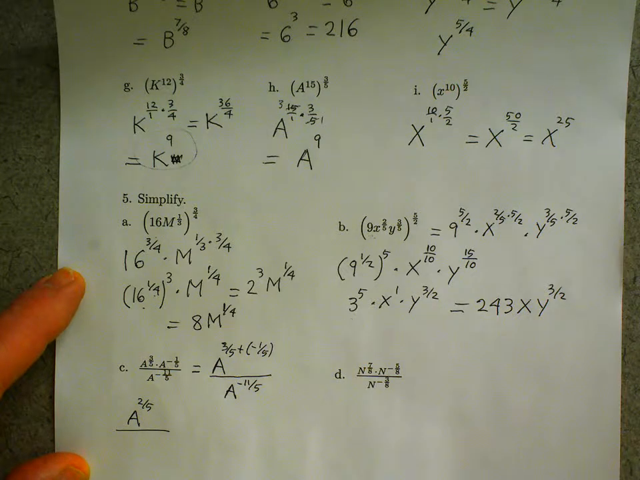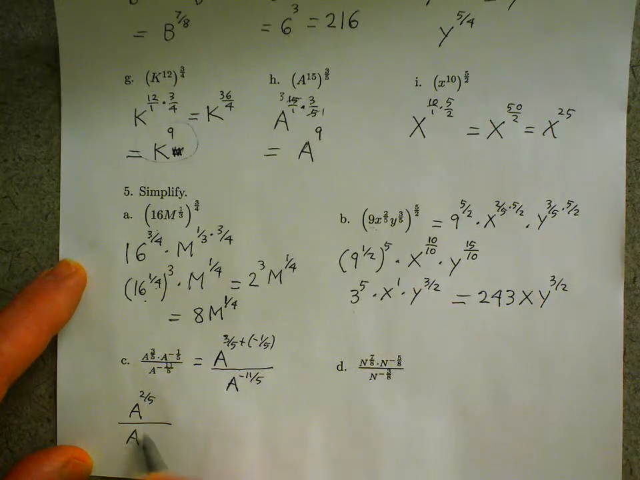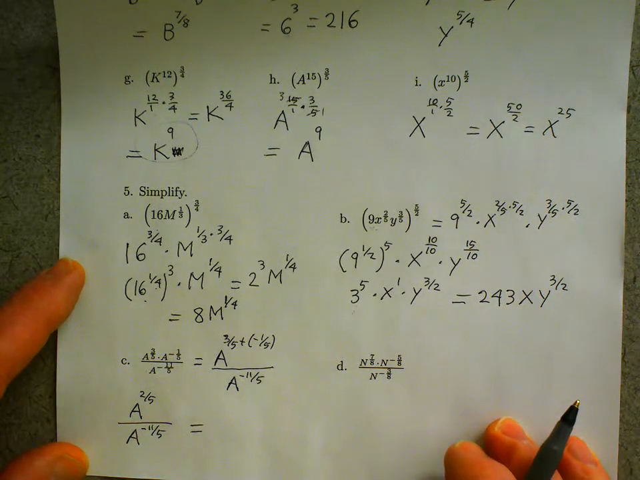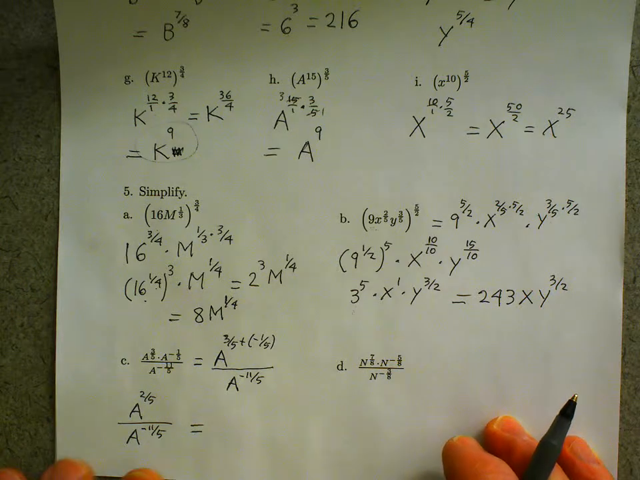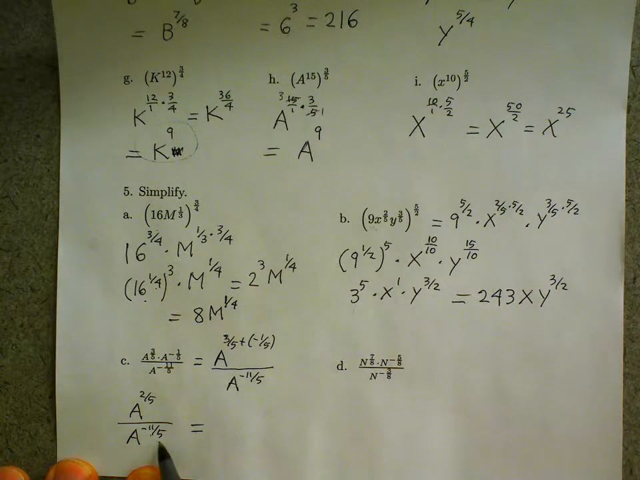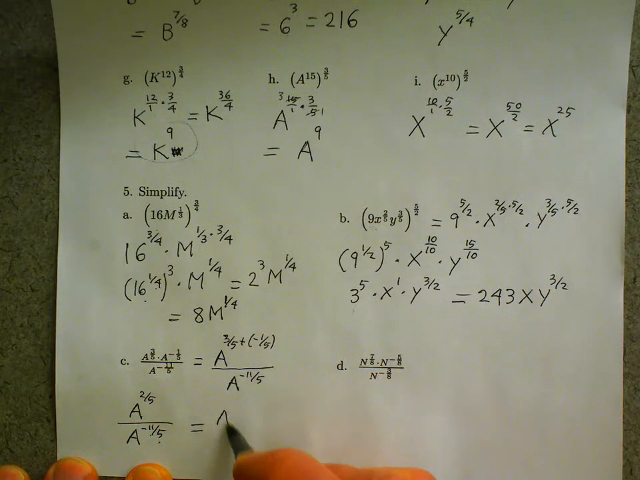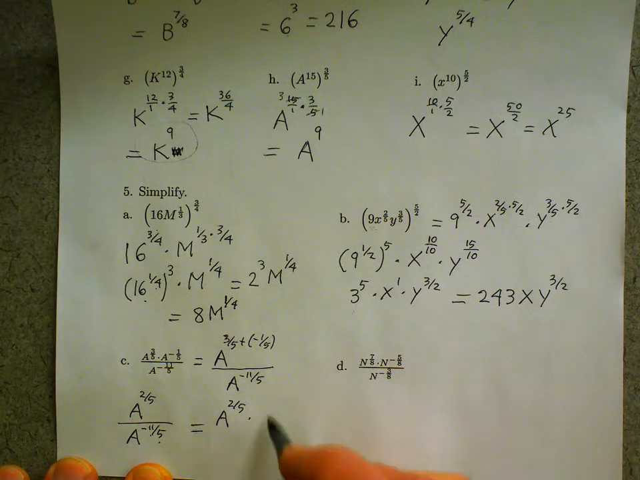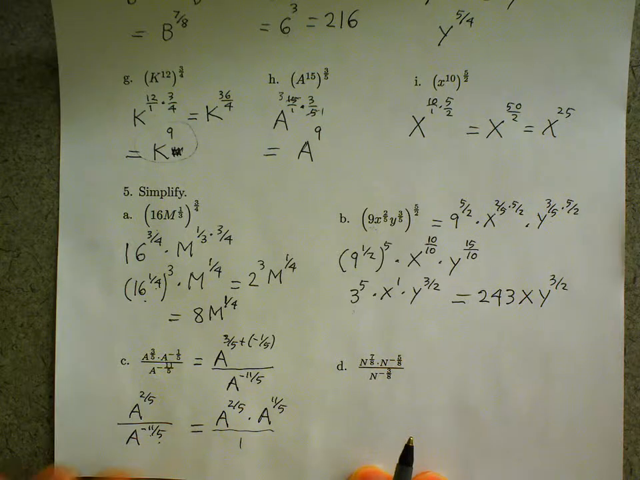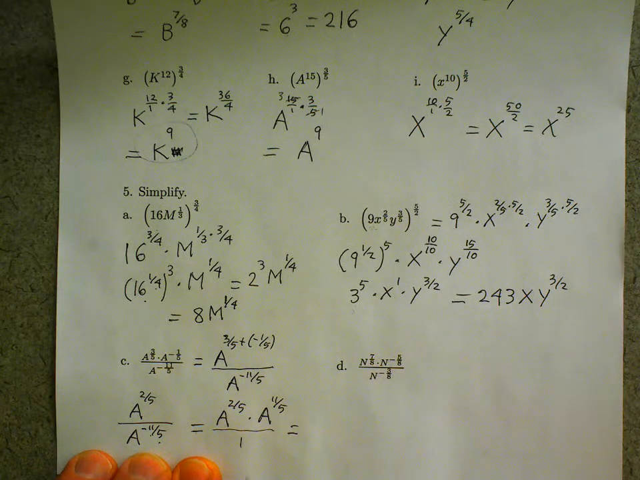And in the denominator, right now we still have a to the negative 11/5. And remember, a to the negative 11/5 in the denominator is equivalent to a to the positive 11/5 in the numerator. And now the denominator is 1. And now in the numerator, a to the 2/5 times a to the 11/5 is a to the 2/5 plus 11/5, which is 13/5.